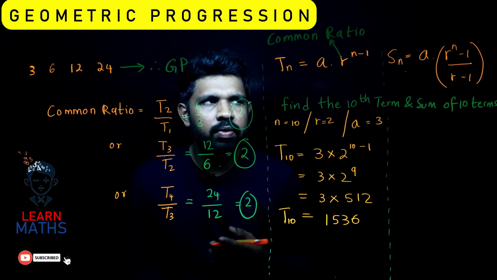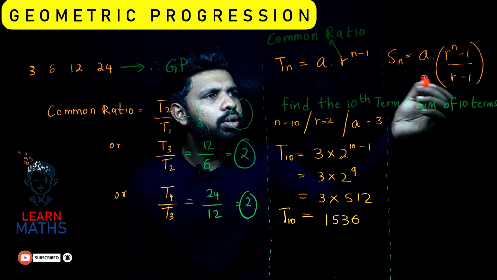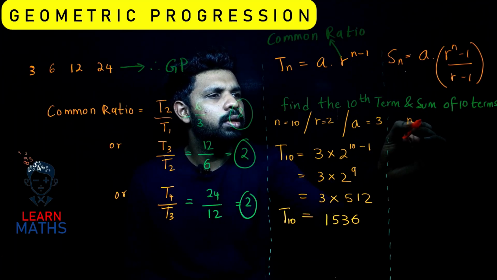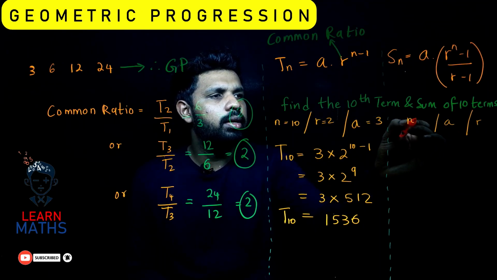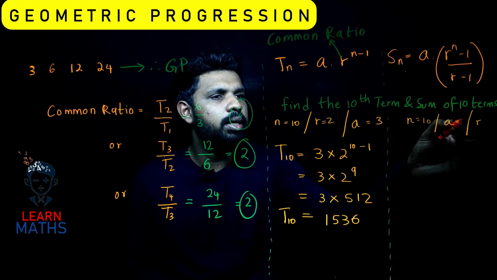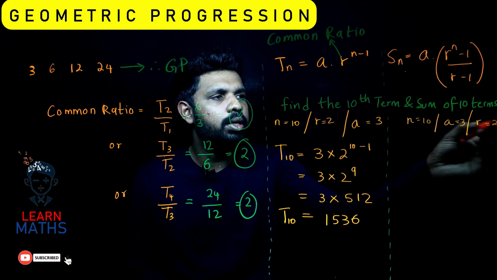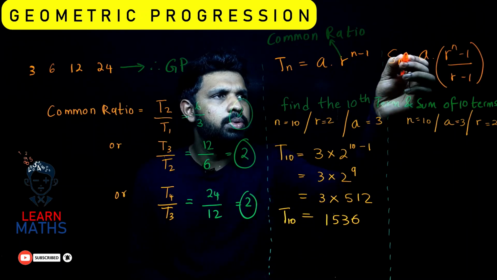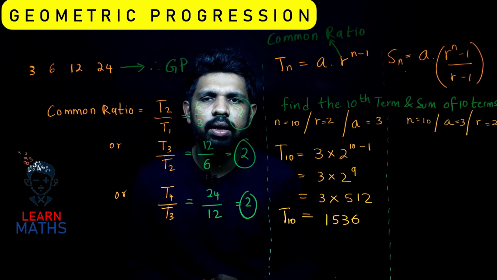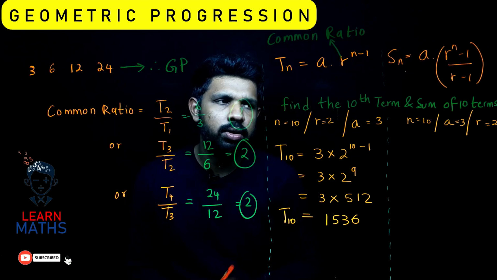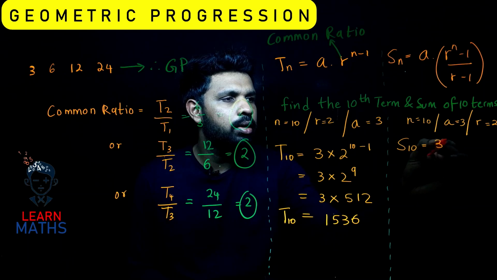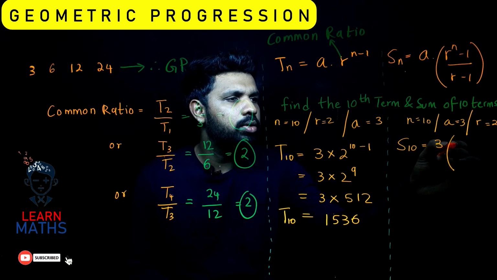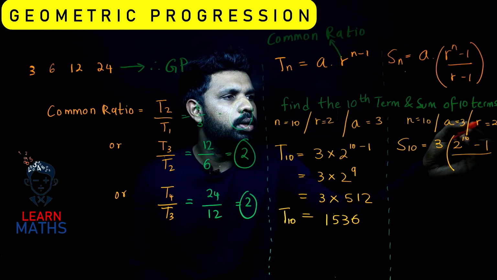And to find the sum, we can use this formula, and the requirement to use this formula is also n, a and r. So we know n is 10 again, a is the first term, that is 3, and r, the common ratio, is 2. With these three values, we can substitute in this formula and find the sum of 10 terms in this progression. So S10 equals A, that is 3, times bracket R to the power n, that is 2 to the power 10, minus 1, over R minus 1, that is 2 minus 1.